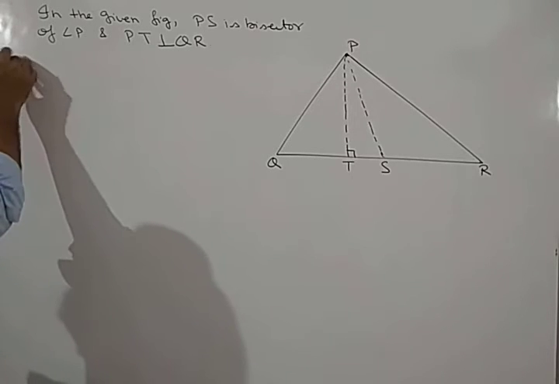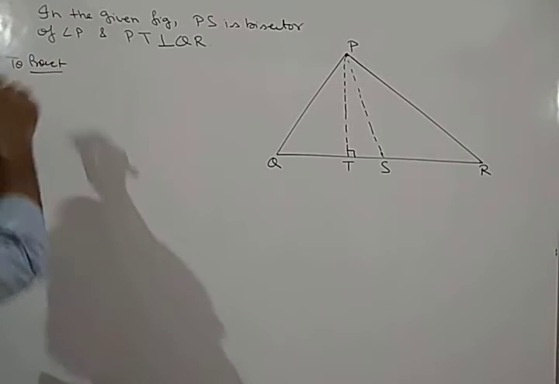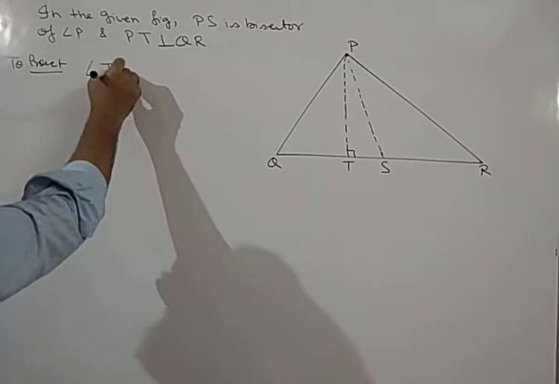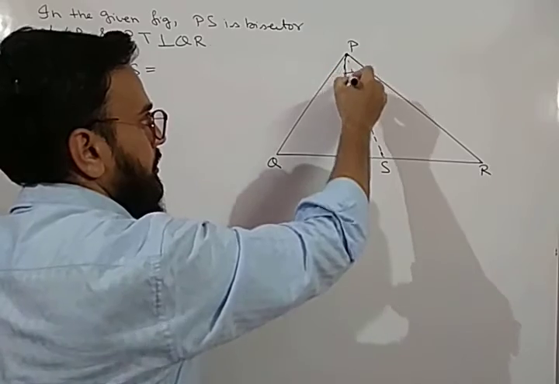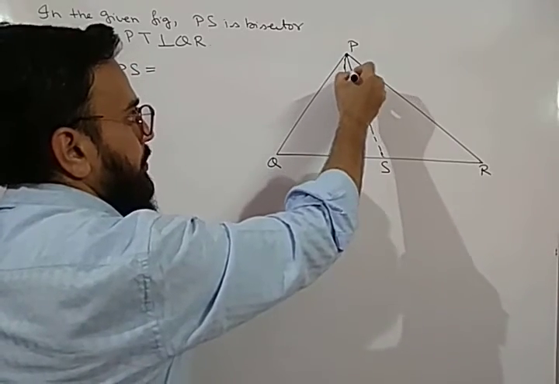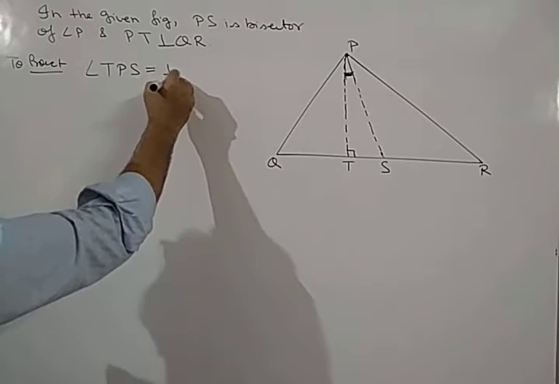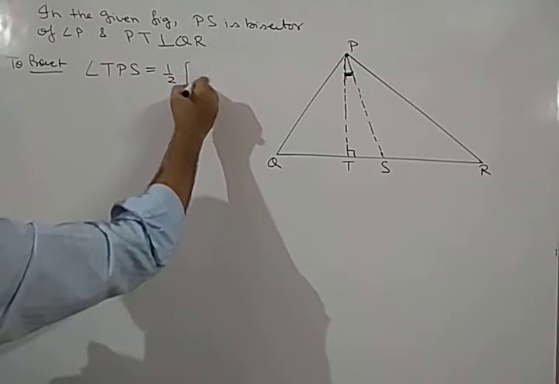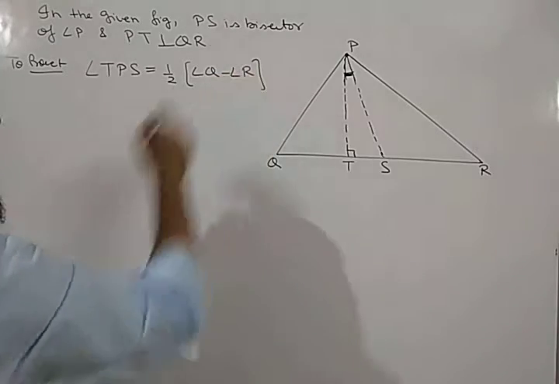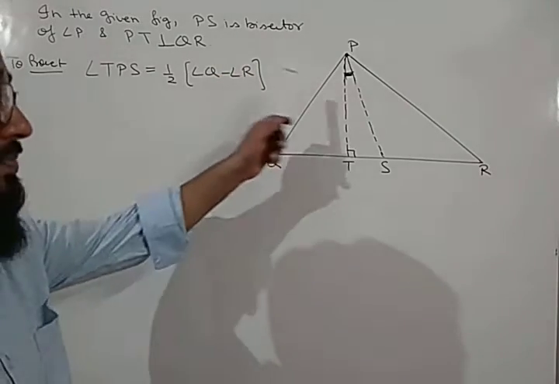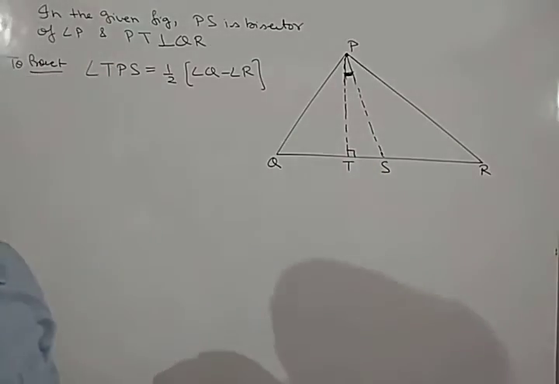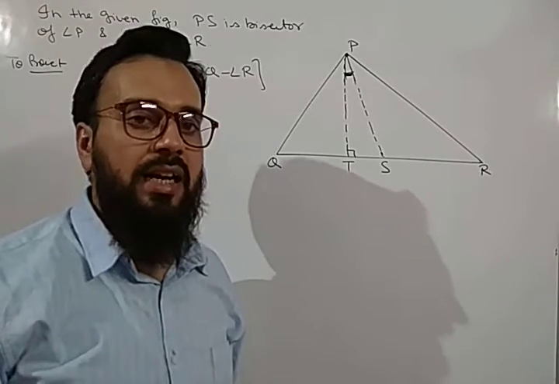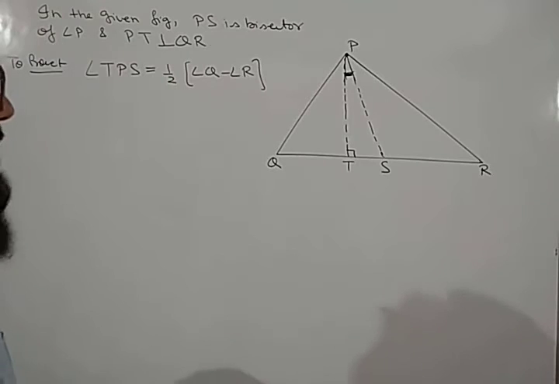Then we have to prove that angle TPS, means this particular angle TPS, it is equal to half of angle Q minus angle R. Okay, this is the question now which we have to prove. Angle TPS is equal to half of Q minus R. Okay, this is a very important question. It is generally asked in the exams also, and most of the times it is asked. So let us solve this question. How will you solve it?